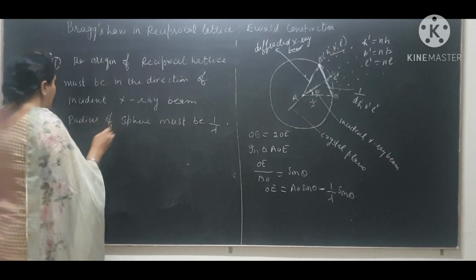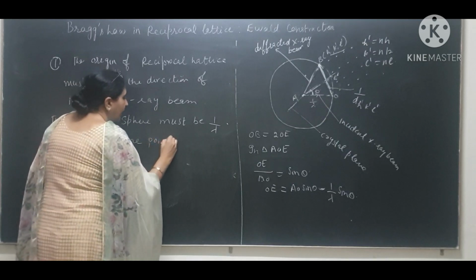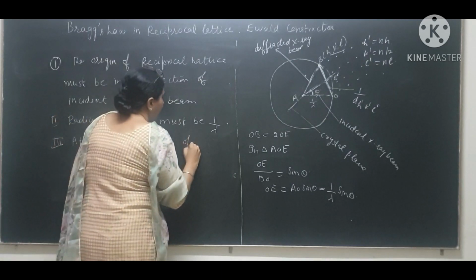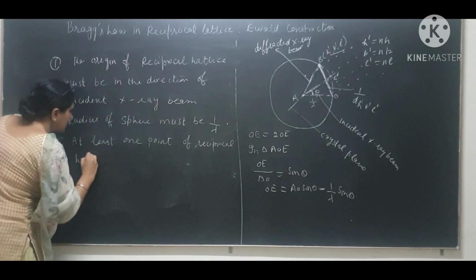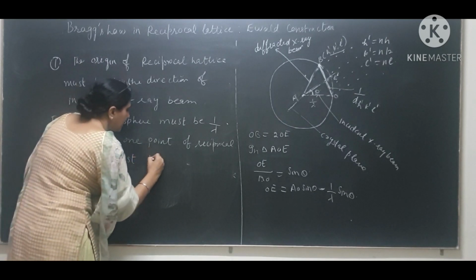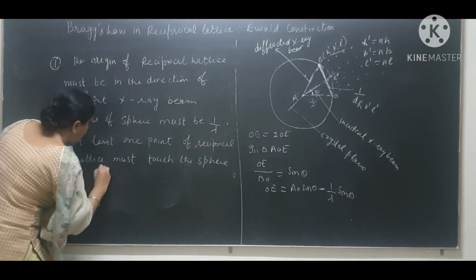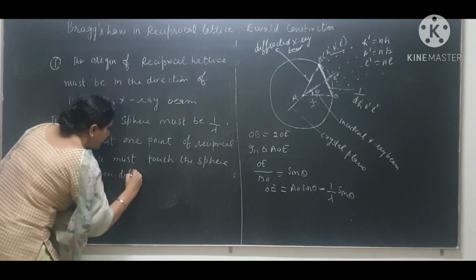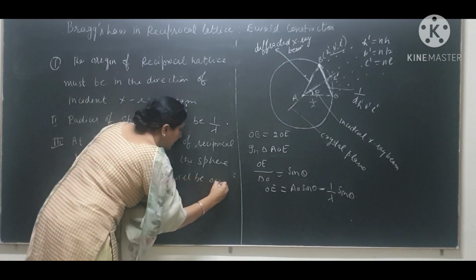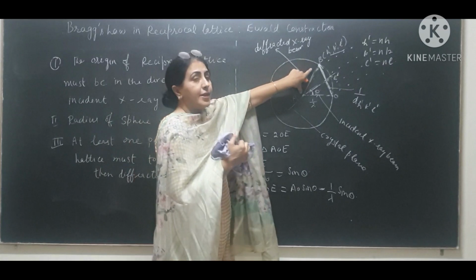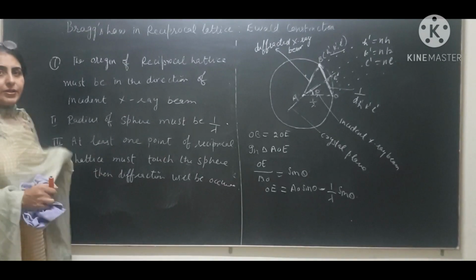Third point, at least 1 point of the reciprocal lattice must touch the sphere, then diffraction will occur. Clear? That's why AB is the diffracted X-ray. So these 3 points must be kept in mind.